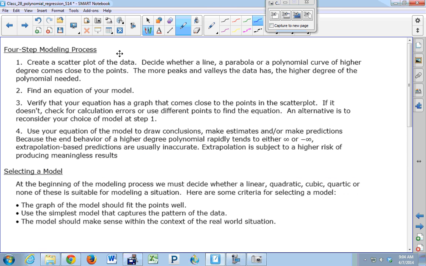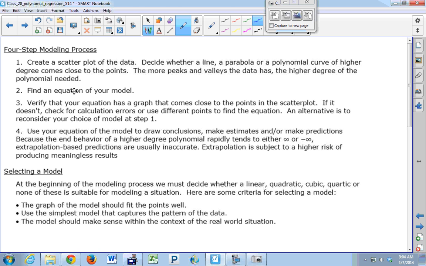Okay, so here's your 4-step modeling process. You create a scatter plot of the data. You decide whether a line, a parabola, or some other curve fits. You might find a cubic is better. If you see data like what we started off with, the US energy consumption, if it has 2 turning points, you might try a cubic regression. You want to find something that comes close to the points. The more peaks and valleys the data has, the higher degree of the polynomial you'll need.